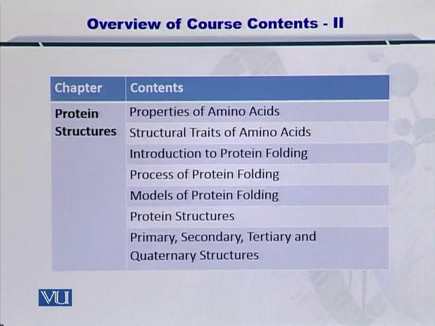In this chapter, we'll talk about the protein structures. We'll look at the specific properties of amino acids and their structural traits. This will be followed up by their folding and the process of folding. We'll also consider several models and the resulting protein structures. Specifically, we'll see the primary, secondary, tertiary, and quaternary structures and their folding.